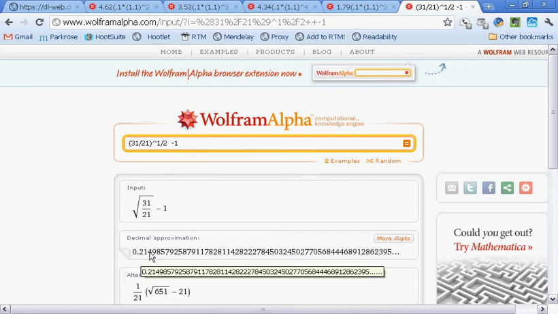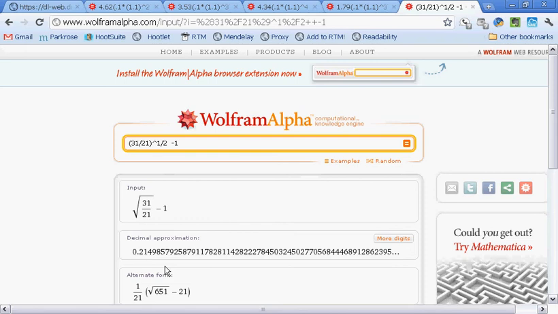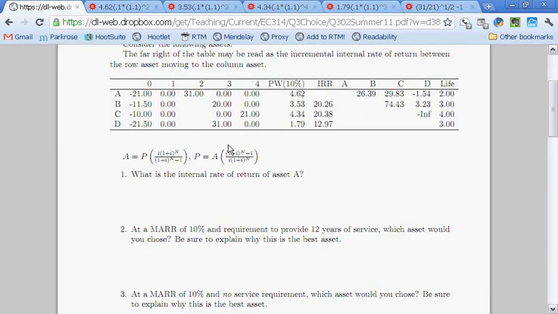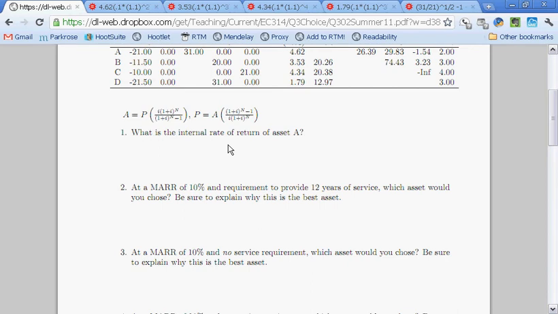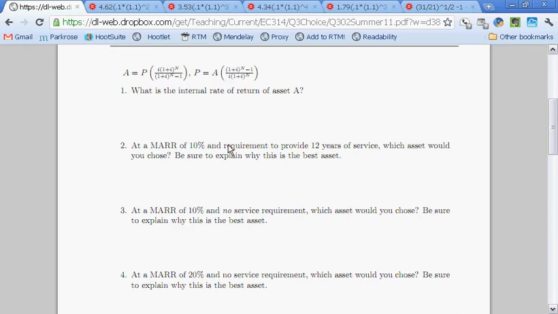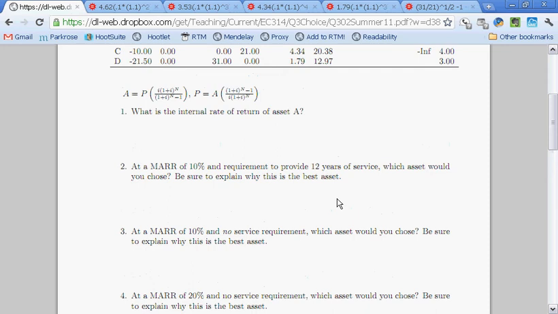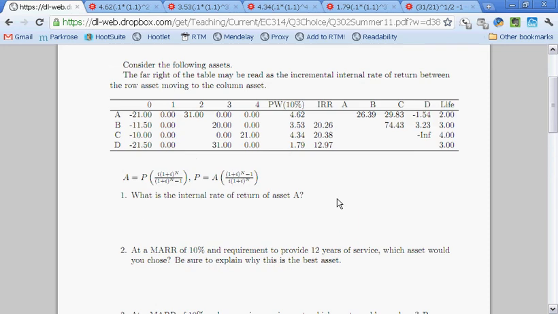Let's move down to the easy one after that, which is question 3, at a minimum acceptable rate of return of 10%, no service requirement. Which asset would you choose? Please be sure to explain why this is the best asset. Well, here we just use present worth, because that's the easiest one to use. These are all calculated for you. So you pick the one with the highest present worth, boom, and that would be the best one overall, given that you can only pick one. That's going to be asset A.